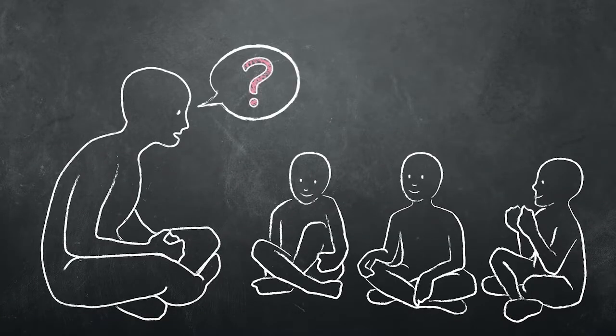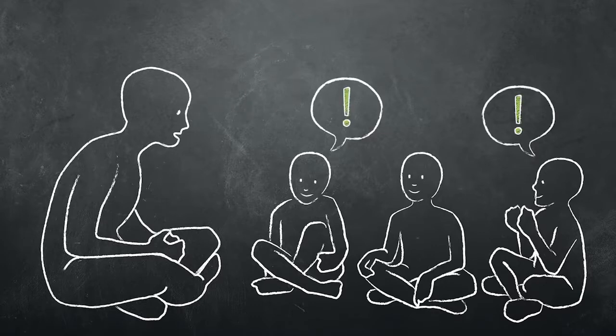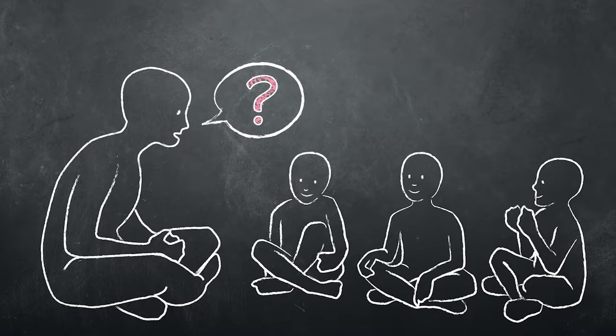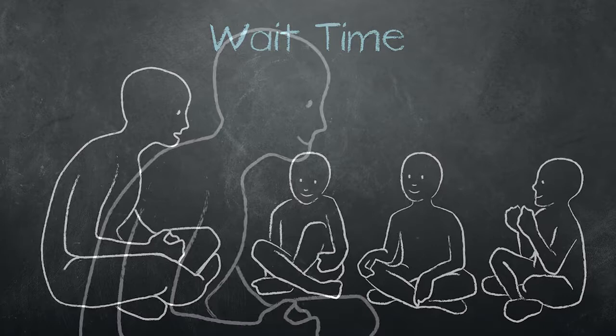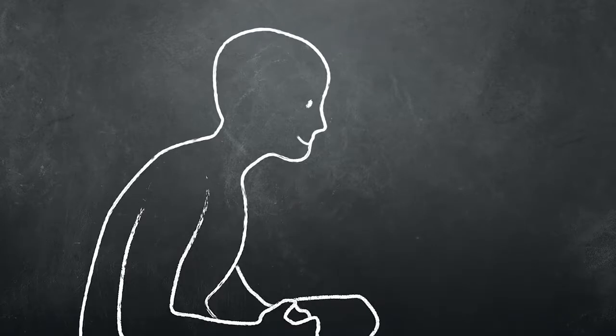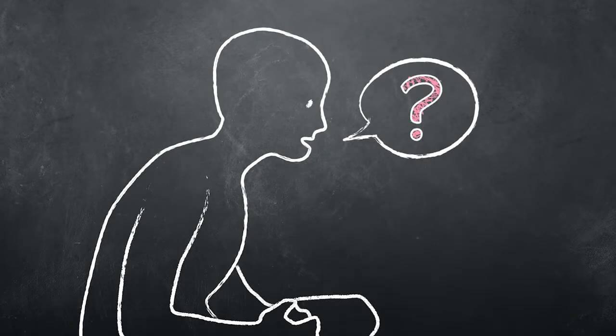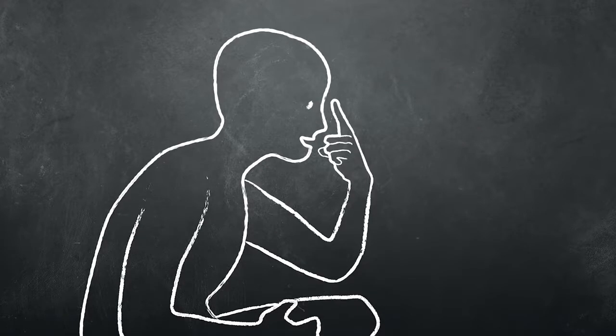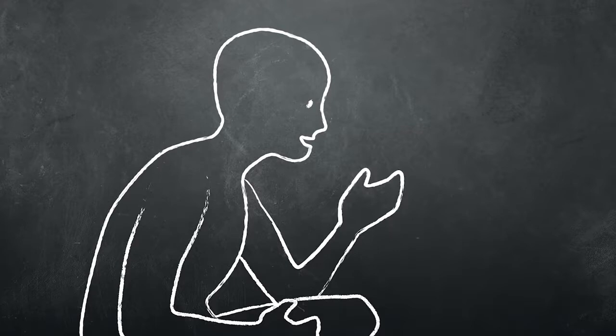When a teacher asks a question, students tend to want to answer right away. But when a question requires them to think more deeply, the teacher can use the wait time method. The teacher prepares the students by saying something like, "I'm going to ask a question, but I want you to wait and think for a few moments. I'll signal when I'm ready for your answers."